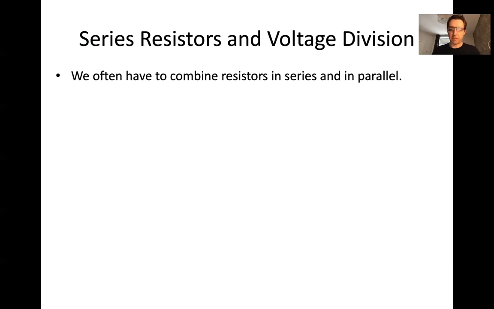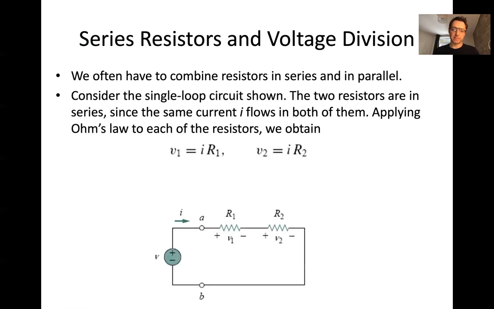Resistors often have to be combined with one another, and so they can be combined in series, in parallel, or none of the above. First, we will consider the series connection case. This is the canonical picture that we will be dealing with. We have two resistors cascaded. So they are in series because they share the same current, which is here denoted by lowercase i. And they are connected to a battery, lowercase v.